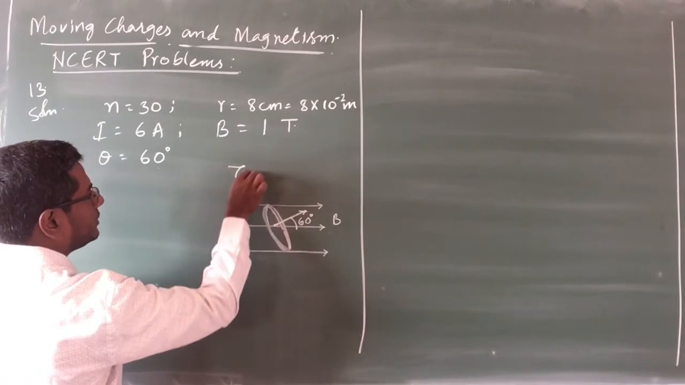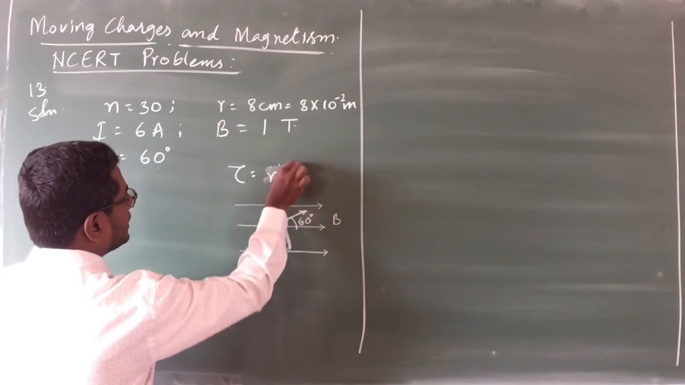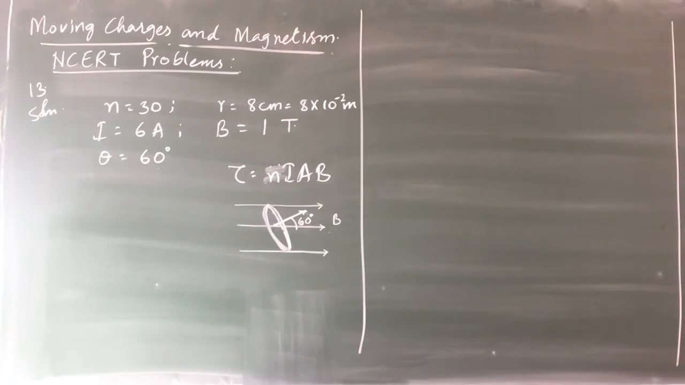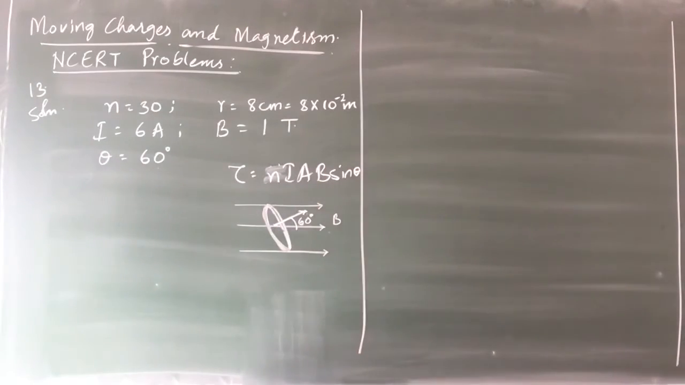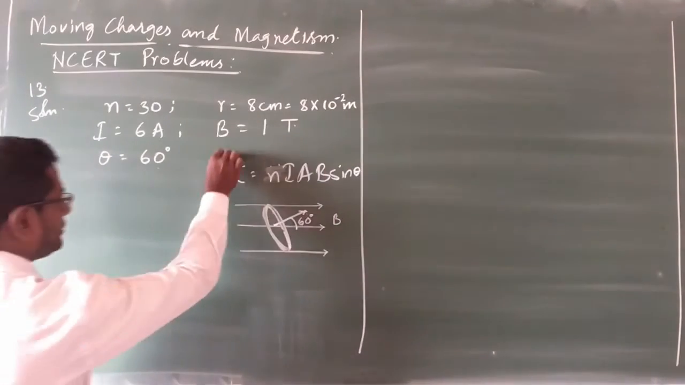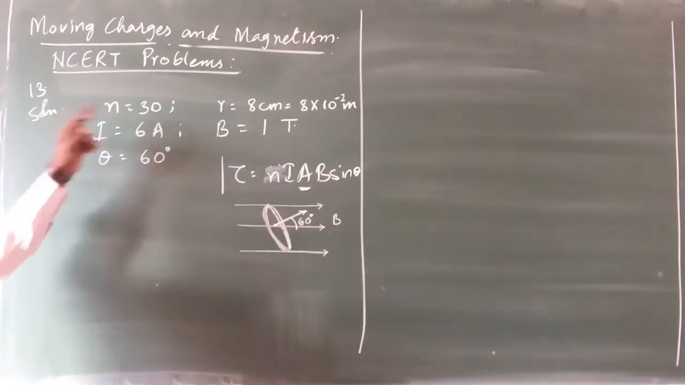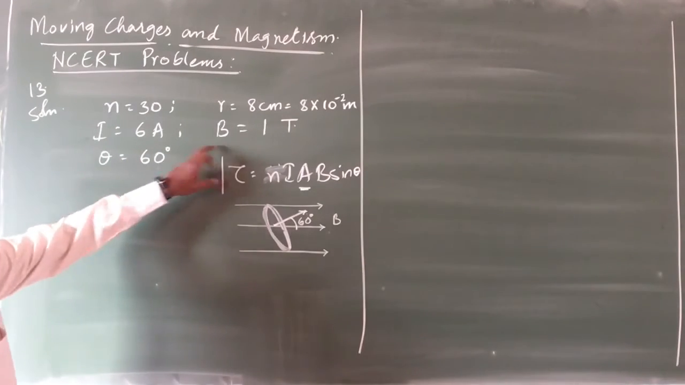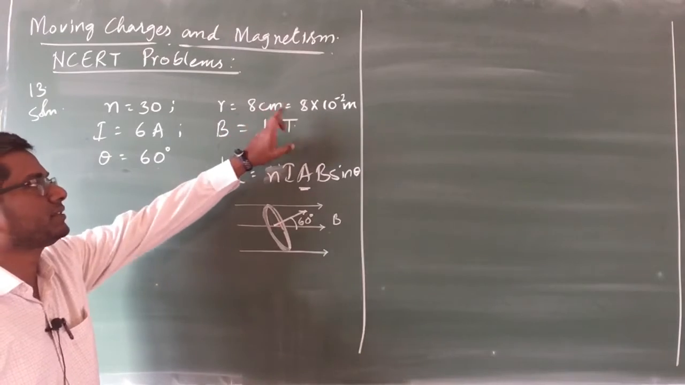Equation of torque, tau is equal to n I A B, and that is the equation for the torque. And because the angle is given, you have to use sine theta. So that is the equation. But in this equation, one term is missing, which is not available with us. We have the n, we have the I, we have the B, and we also have the theta. The A part is missing, which we have to calculate from this radius.